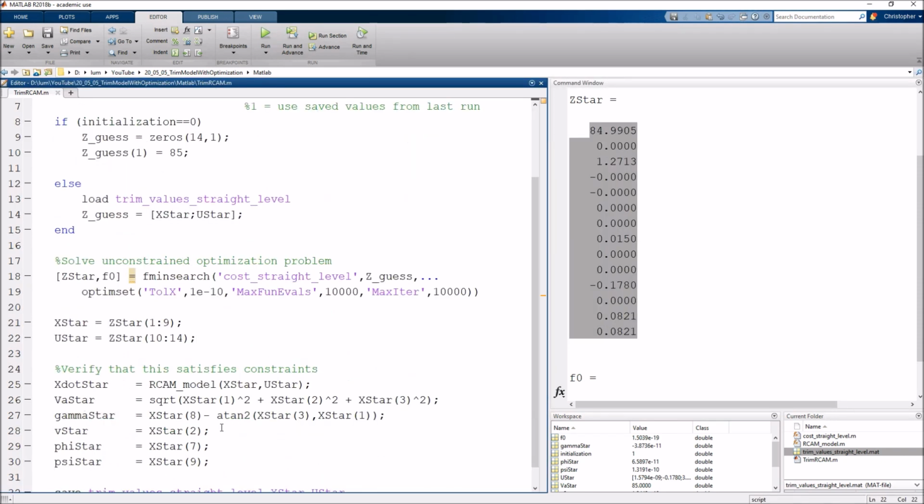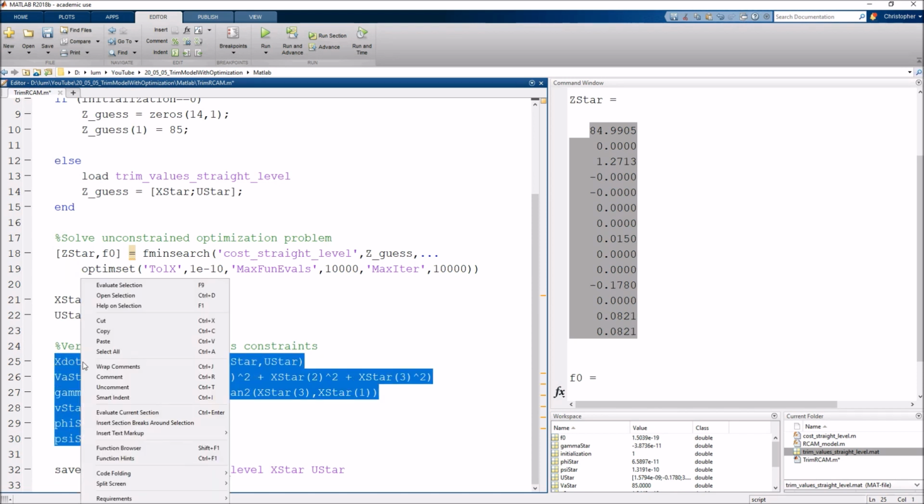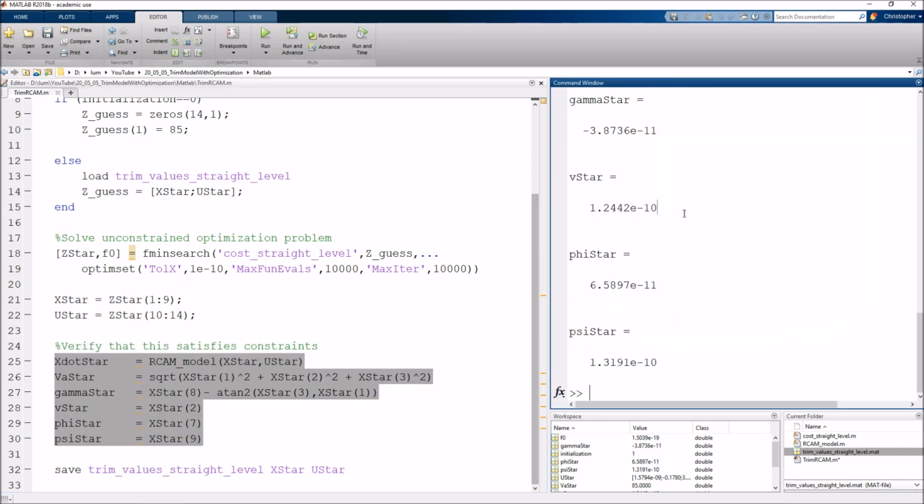In fact, to convince ourselves of this, let me remove the semicolons on all of these lines. These were all of the constraints, right? Here are constraints 1 through 9, and then constraints 10, 11, 12, 13, 14. So let's see, are all of these things about where we want them to be? If I just select these and evaluate the selection, here we go.